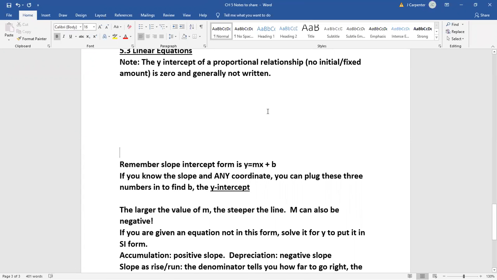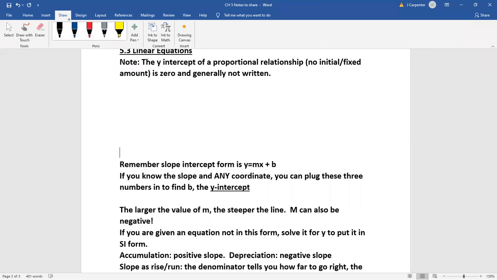The y-intercept of a proportional relationship is 0 and generally not written. That's when your line goes through the origin, and it doesn't have to go up. It could go down instead. This is proportional, which means your equation just ends up being y equals mx. It's just a number times x. You only have the variable amount. There is no fixed or initial amount because it's a 0 and nobody is going to write plus 0.